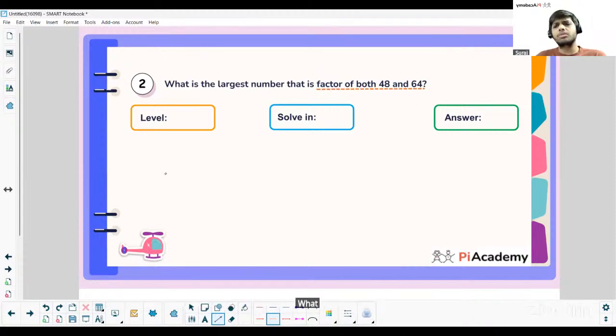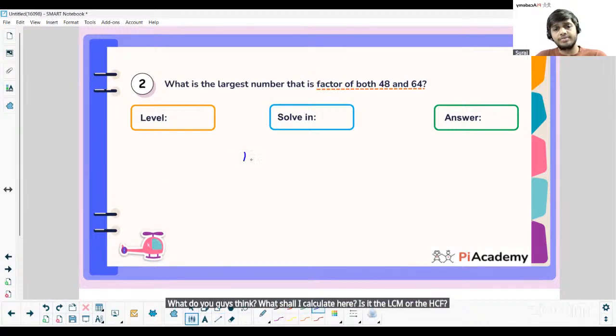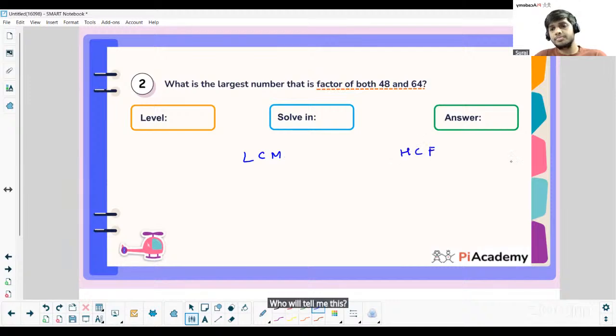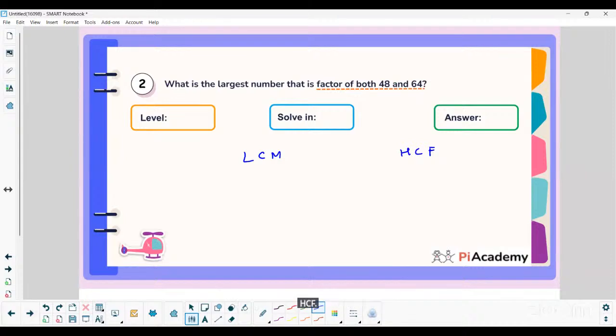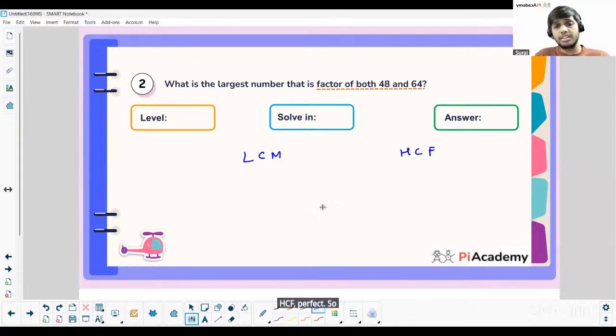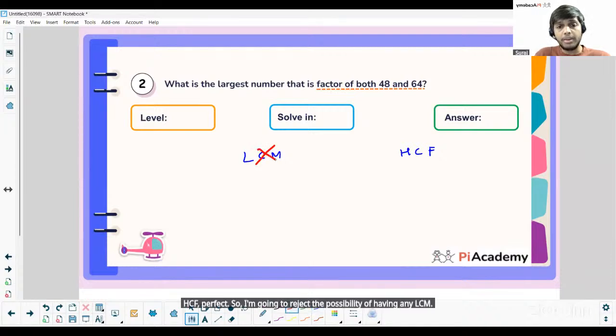What do you guys think? What shall I calculate here? Is it the LCM or the HCF? Who will tell me this? Yes, Ahmed, go ahead. What do you think? HCF. Perfect. So I'm going to reject the possibility of having any LCM statement here.